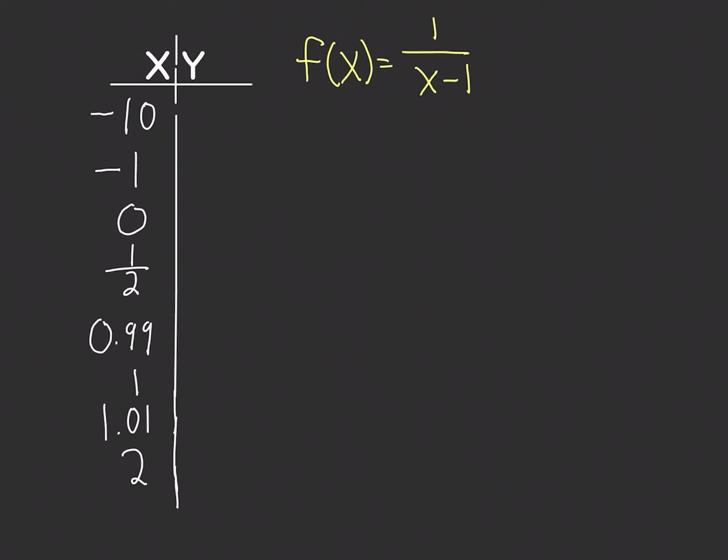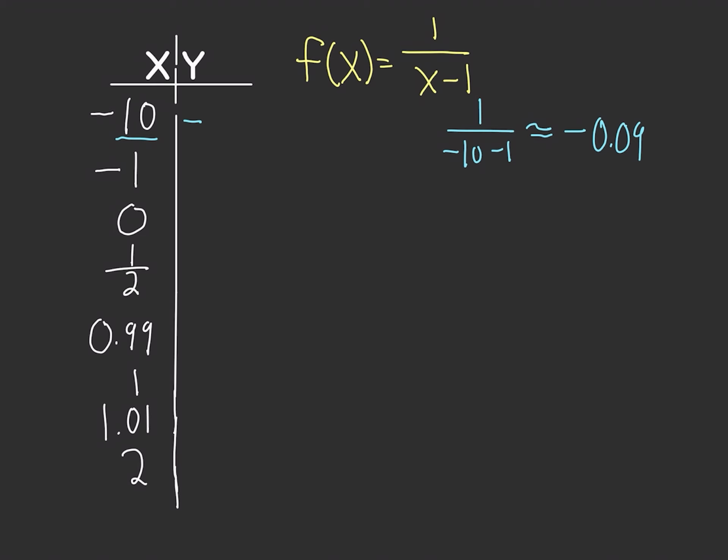So let's break it down and take a look at the function if we're plugging in specific values for x. I made a t-chart here. I'm going to start with x when it's negative 10, so I'm going to plug that into the function. I have 1 over x minus 1. So I'm going to get 1 over the negative 10, take away the 1. That's, of course, 1 over negative 11. All right, so that comes out to be about negative 0.09.